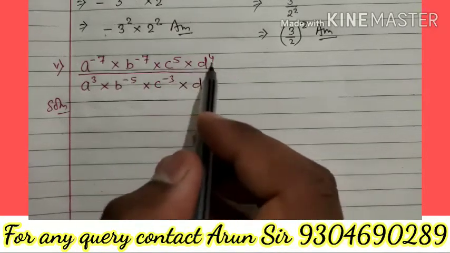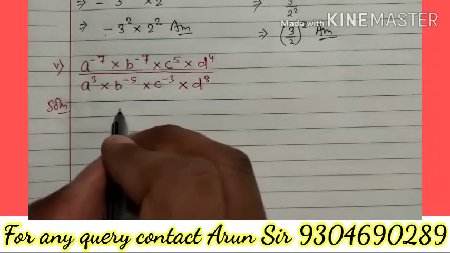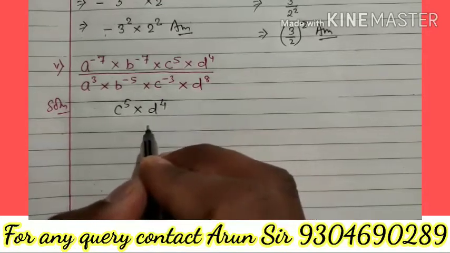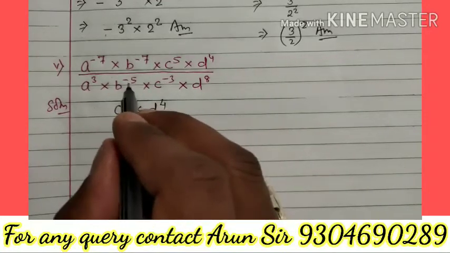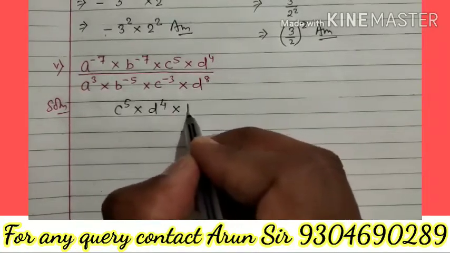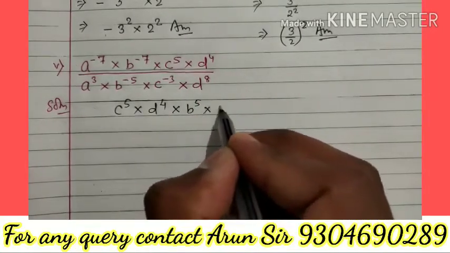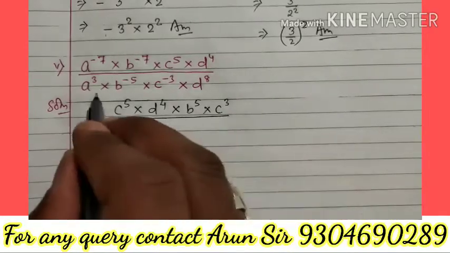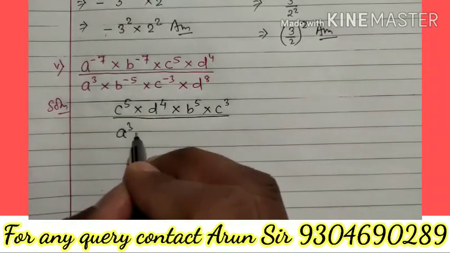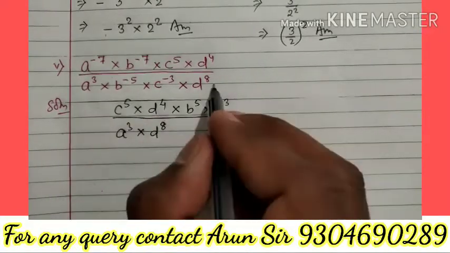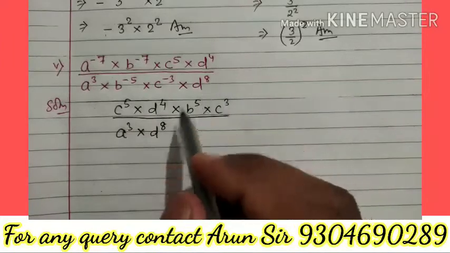Like here only two terms are positive in the numerator, we will write c to the power 5 into d to the power 4. Then here two terms are negative. When these two terms go up, it will become positive. It will become b to the power 5 into c to the power 3 divided by a to the power 3 into d to the power 8, because they were positive power in the denominator.